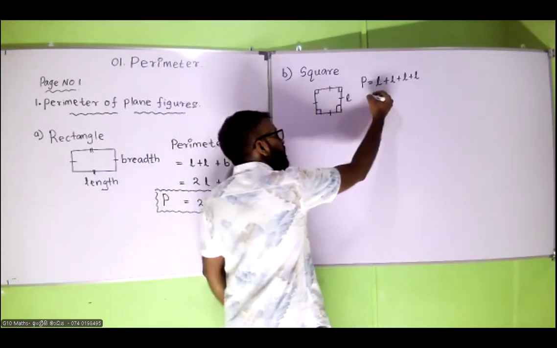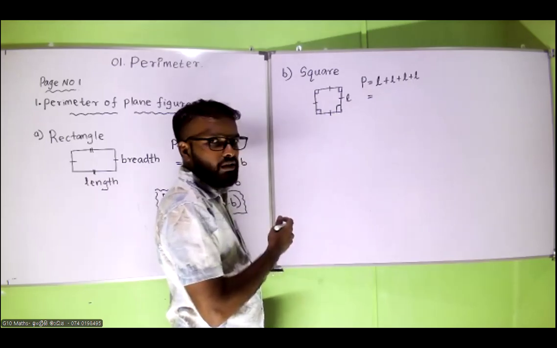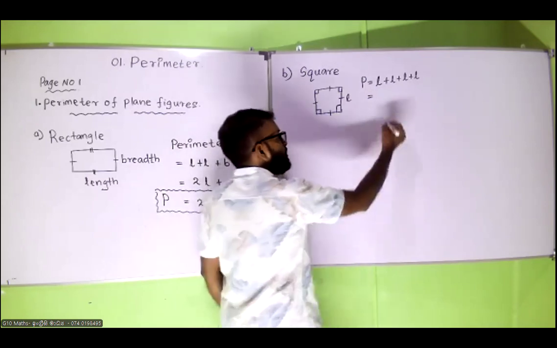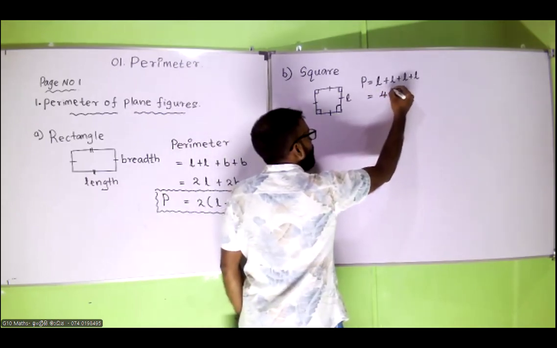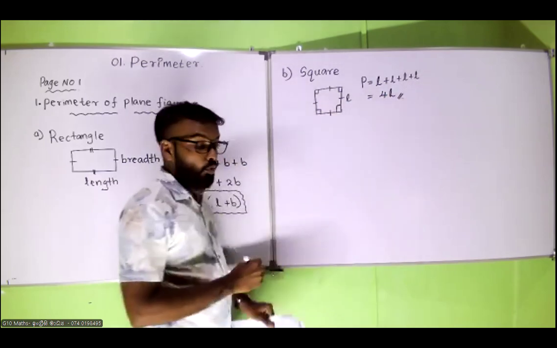So normally, if you have four sides and you know the length of one side is L, you can directly say this is 4 times L. That means 4L. Keep this in your mind. Right? 4L.